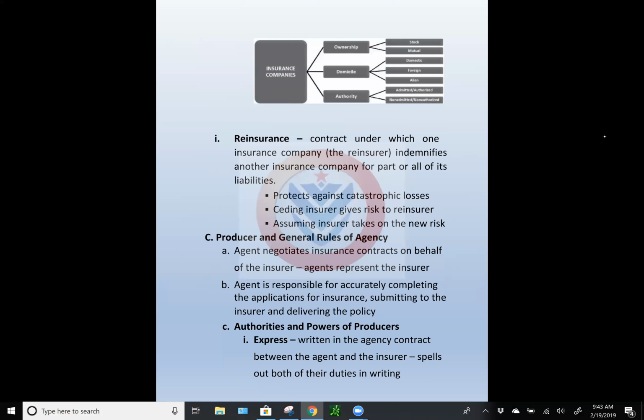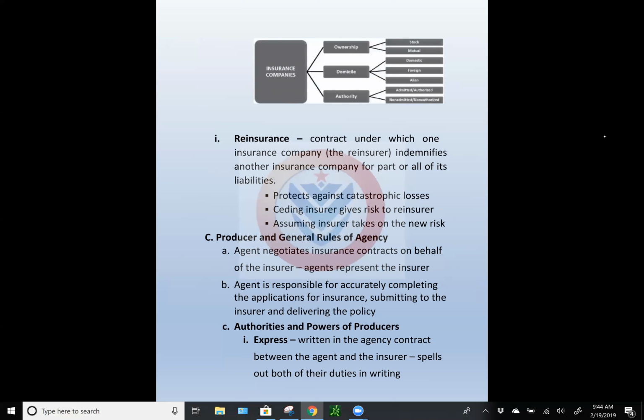Next, we have producer and general rules of agency. So an agent is called a producer. The agent negotiates insurance contracts on behalf of the insurer. Agents are deemed to represent the insurer, and that will be important for your test that you know agents always represent the insurance company. The agent is responsible for accurately completing the applications for insurance, submitting to the insurer, and delivering the policy.